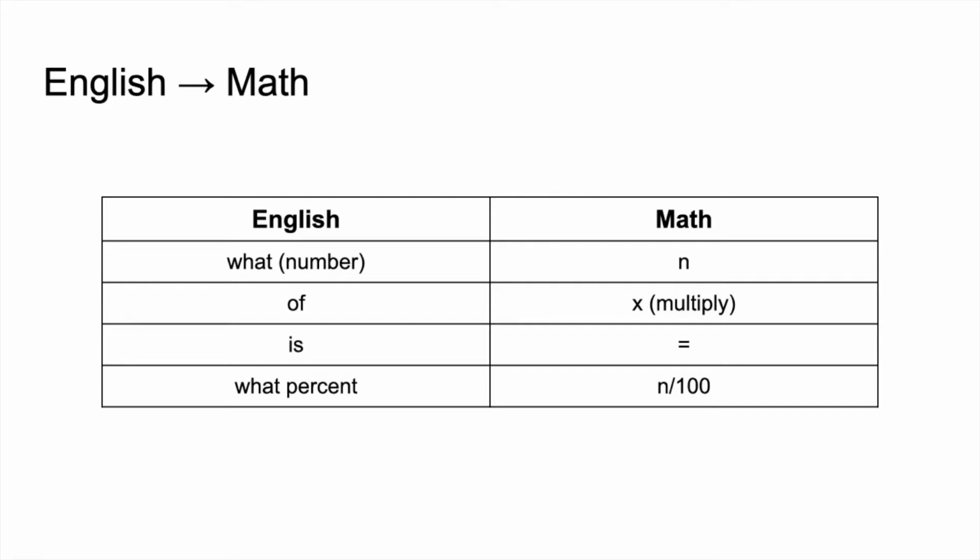We can split up the words what percent into three words, what, per, and cent. We know what means n in math. Per is often written as a slash, meaning divide in math. And lastly, the Latin root cent stands for 100. So if we put the three words back together in their math form, we will have n over 100.